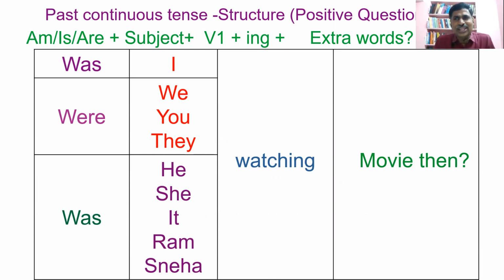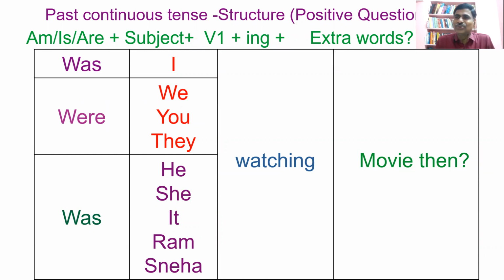Was I watching a movie then? Were you watching a movie then? Were they watching a movie? Was he watching a movie then? Was Ramu watching a movie? Was it watching a movie? Were you playing cricket? Were you sleeping? Were you traveling to Delhi? Were you studying engineering at that time? In 2010, were you studying in Delhi? Were you living in Delhi? So like this, was she living in Delhi at that time?